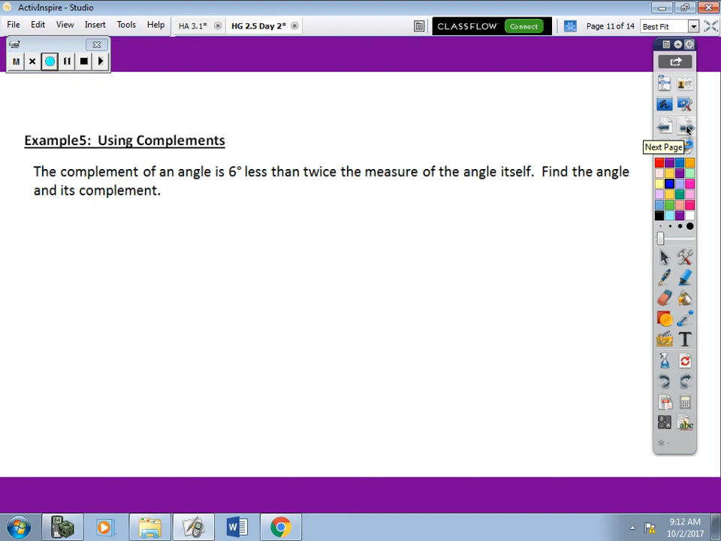He kind of just gave away the answer to the next one, but the next one is the complement of an angle. So the complement of an angle is 90 minus x is, again, that's where our equal sign will go, 6 less than twice the measure of the angle itself. So twice the measure of the angle itself is 2 times x. 6 less than means we're subtracting 6 at the end.